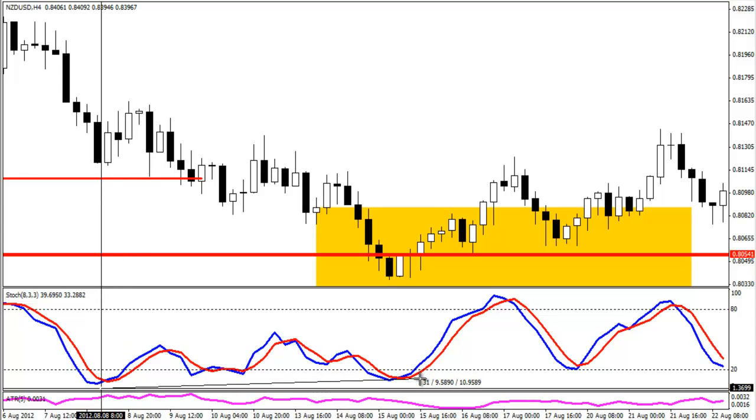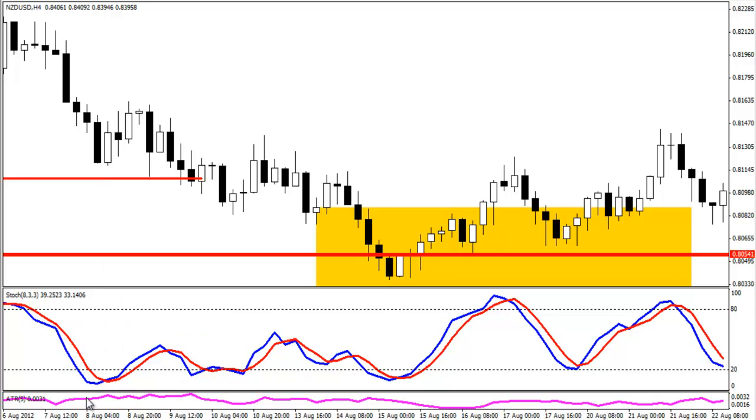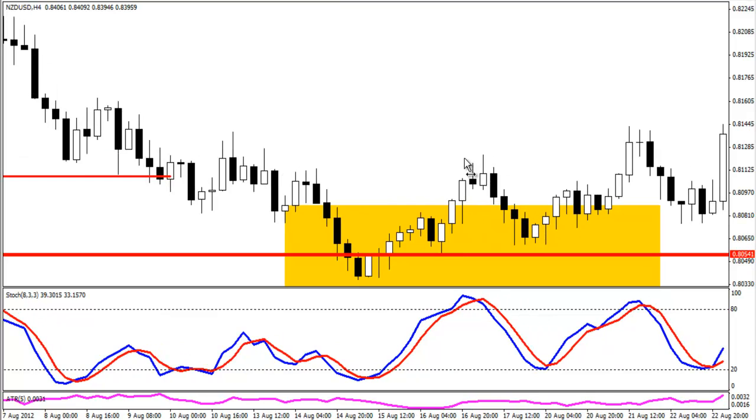Bearing in mind with divergences, we only really look at the last 3 peaks and the last 3 troughs. And on this one, we're going back 1, 2, 3, 4, 5. So there was no real divergence signal. There was the price action signal. And of course, price action rules above everything else.